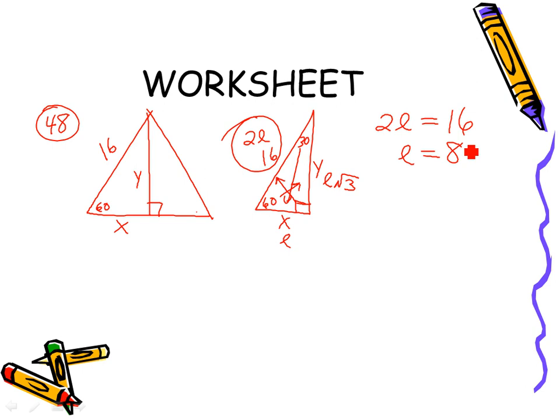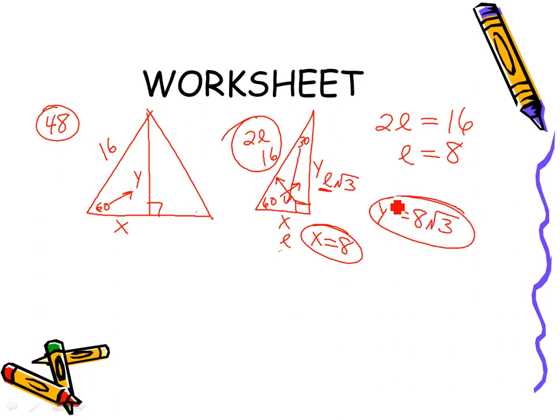This one's not too difficult. The one that's difficult is the one where they give you the side across from the 60-degree angle. That's what makes it difficult, when you've got to deal with the radical right off the bat. So here we go back and all we do is plug in 8 wherever we see L. So over here for X, it's just L, so we know X has to equal 8. Over here on Y, we're going to plug 8 in right there. So Y is just going to equal 8 times the square root of 3.